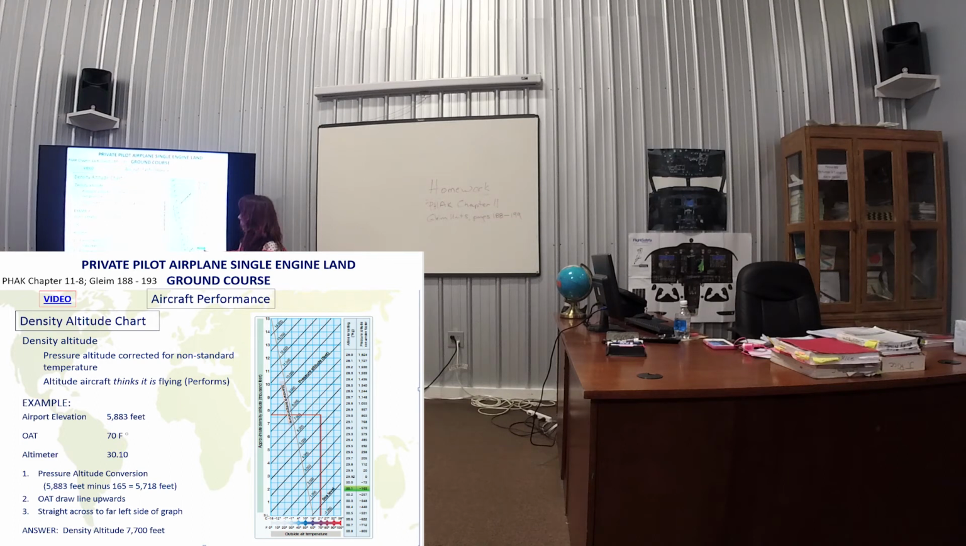So we have to subtract 165 from our airport elevation. That gives us 5,718 feet. That's where we're going to. And you have to look at the slidey lines. This is what will drive you detailed students crazy, because we're going to guess it is right about here. So we come up from our 70 Fahrenheit. We go up to the slidey line about where 5,718 feet is. We come over here. We're going to estimate we have 7,700 feet.